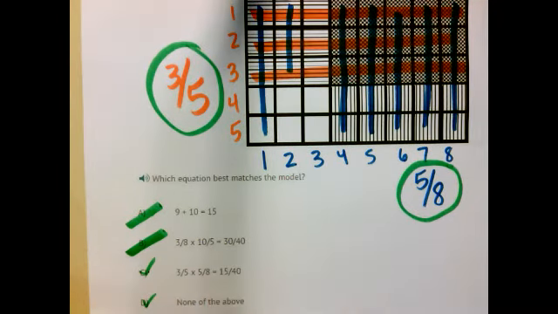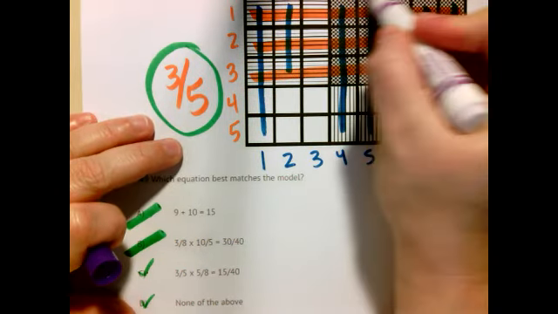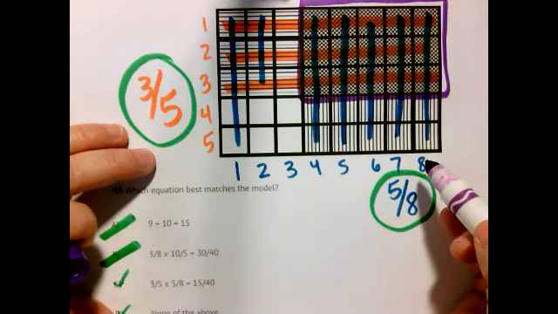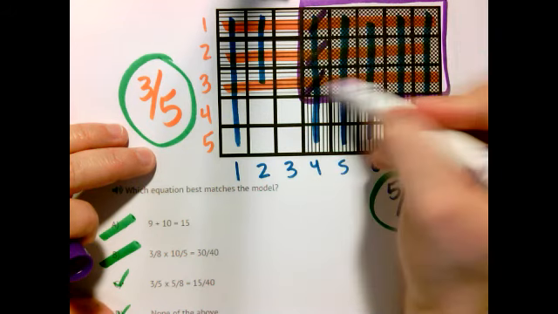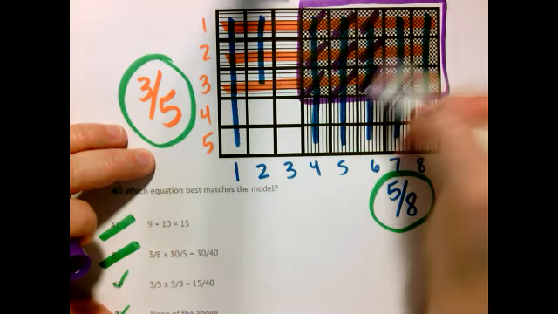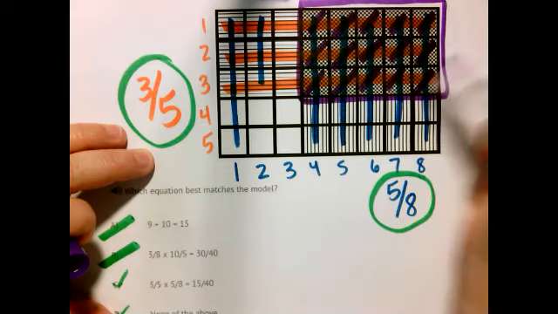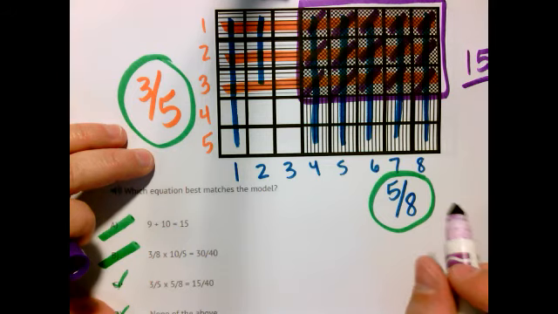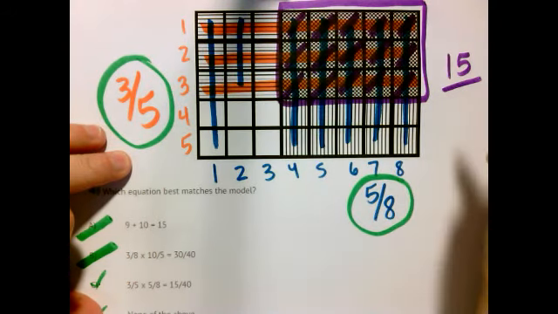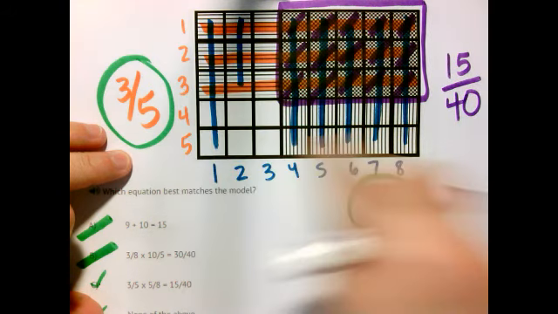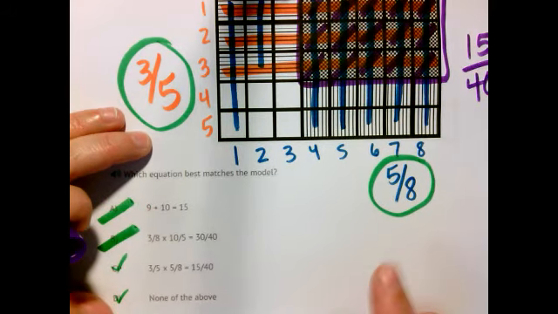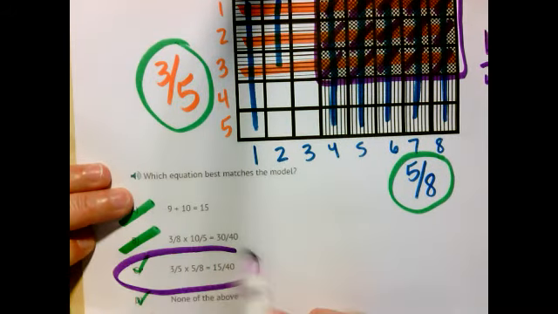Sorry, I'm off the screen. So in order to find the answer to this, I need to know how many of these have both colors in them. So I can see that there's 1, 2, 3, 4, 5, 6, 7, 8, 9, 10, 11, 12, 13, 14, 15. There are 15 of those that have both colors, and there are a total of 40 blocks if I counted all of those. So I know that my product here is 15/40, which if I look back, oh yeah, that is answer choice C.